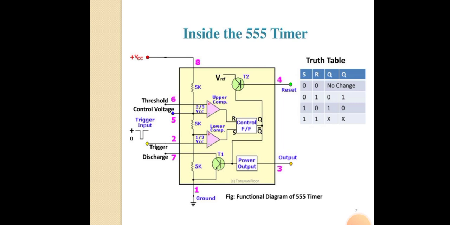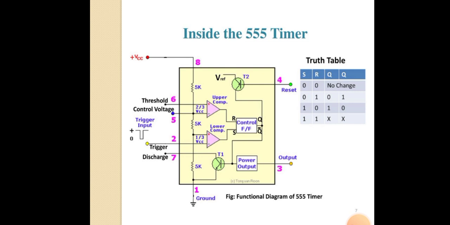Then, inside the 555 timer, what are the components present? Inside the 555 timer, the voltage divider has 3 equal 5K resistors. That is, the 555 timer has 3 equal 5K resistors. It divides the input voltage into 3 equal parts.